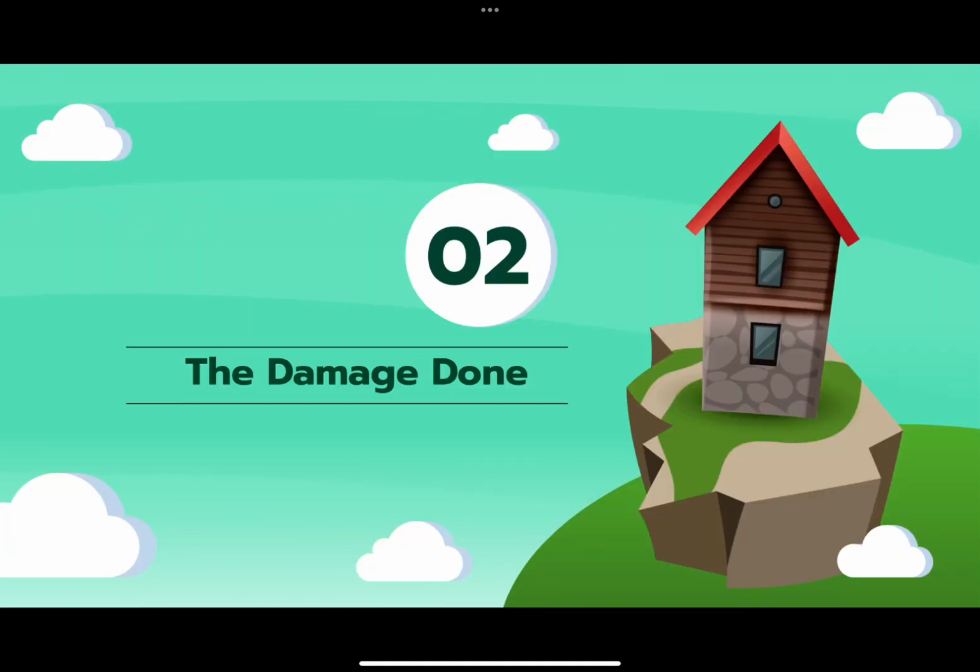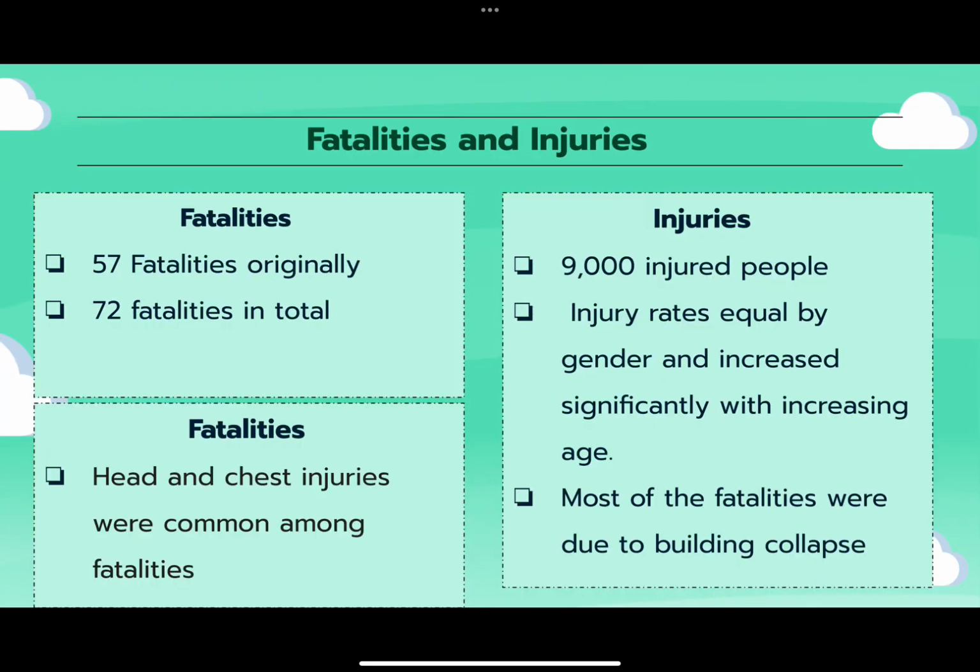Section 2, the damage done. Slide is going to be about fatalities and injuries. The original death toll was 57, but after including the heart attacks caused by the earthquake, the number was updated to 72. So in total, there were 72 fatalities that were related to the earthquake.